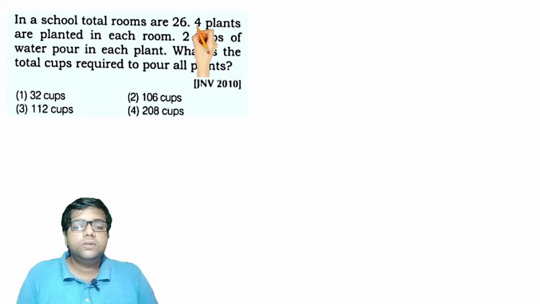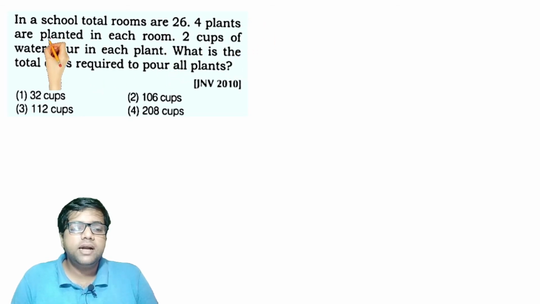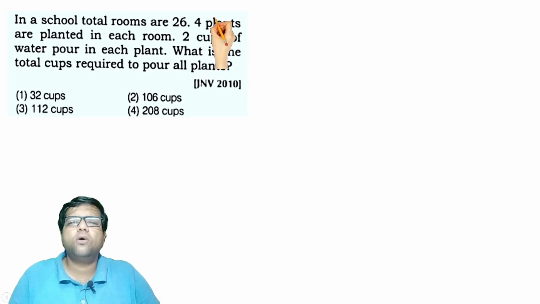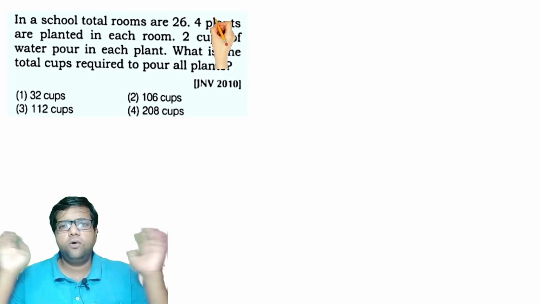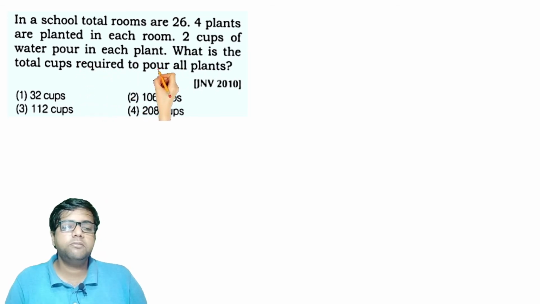In a school, total rooms are 26. There are 26 rooms in total. 4 plants are planted in each room. In each room, there are 4 plants planted in 4 corners. Let's assume they are all in 4 corners of the room. And 2 cups of water pour in each plant. What is the total cups required to pour all the plants?